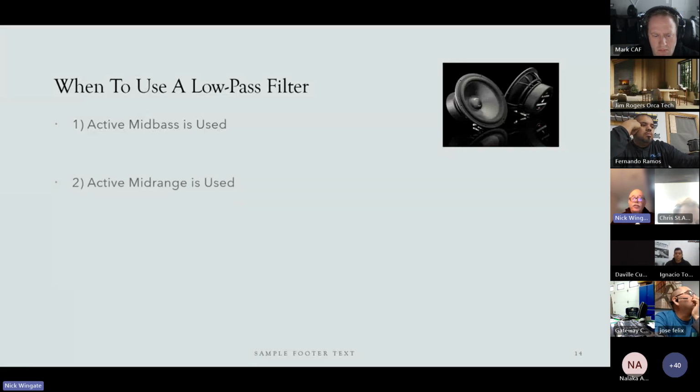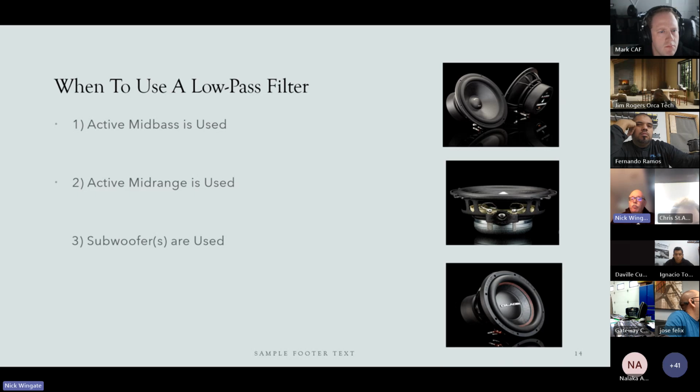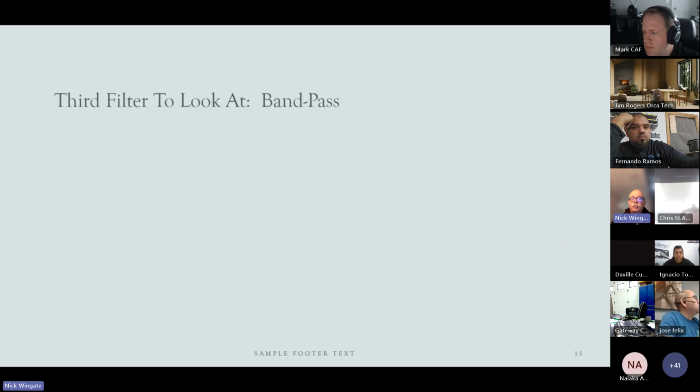And if it was an active mid-range, then you would do the same thing. If the tweeter is playing from 4000 hertz, we want the mid-range to play from 4000 hertz and down. And we're also going to be using the exact same thing on a subwoofer. Obviously this is easier. Everybody understands that we're only going to play the subwoofers up to a certain frequency, and then the mid-bass drivers would take over. This is when you would use what is known as a low-pass filter.